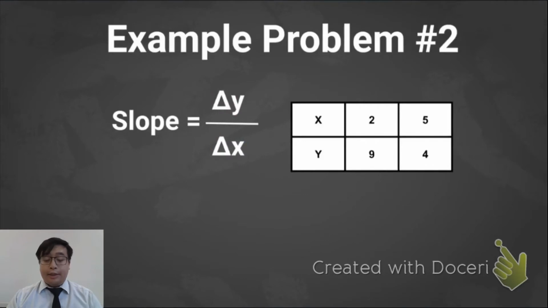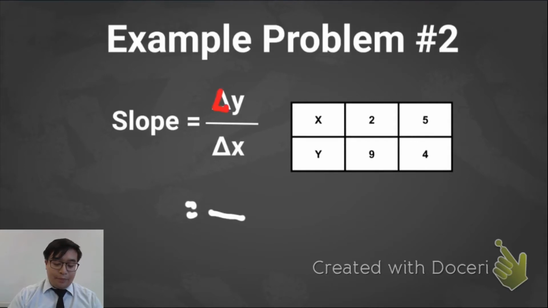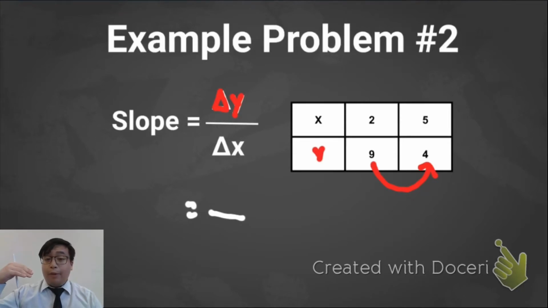Okay. Here's our second example problem. I want to find the slope of this table here. Let's start off by finding my change in y. I know that my y values are in the bottom row, so I'm starting at 9 and going down to 4. Are my values getting bigger or smaller? They're getting smaller. So the difference between 9 and 4 is minus 5, because 9 minus 5 gets me to 4. So my change in y is minus 5.